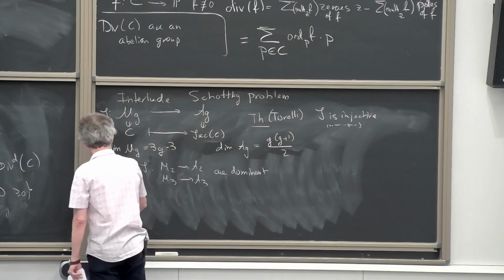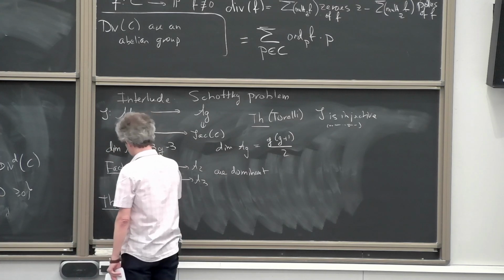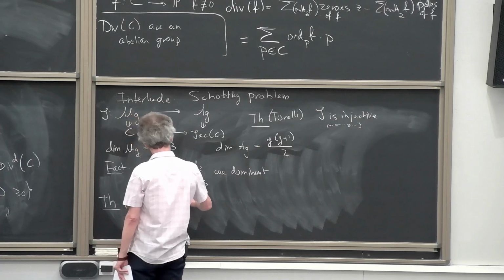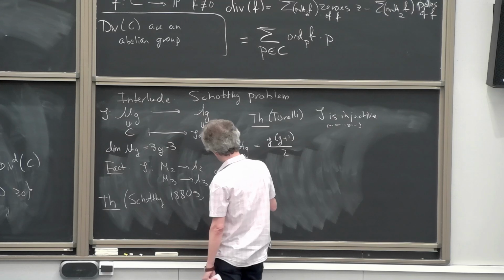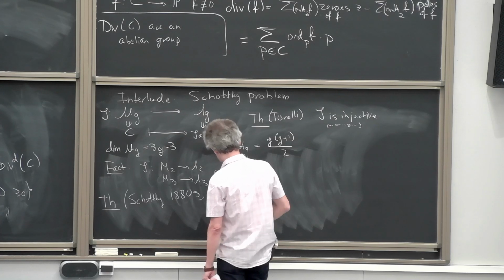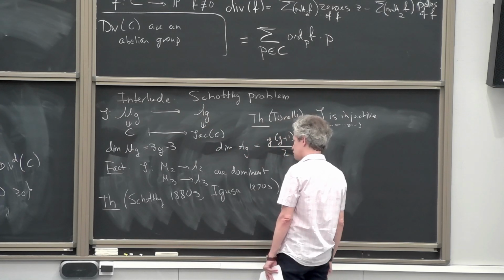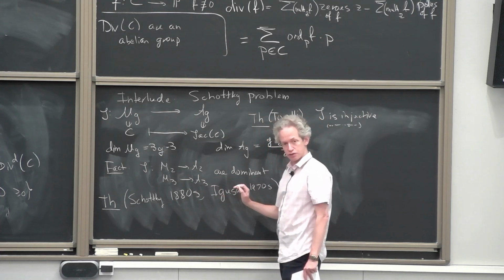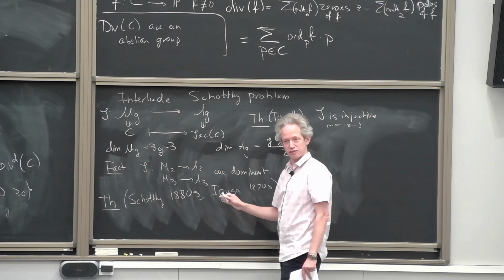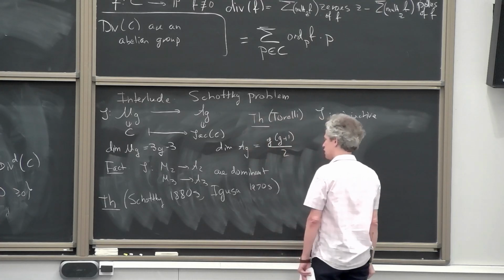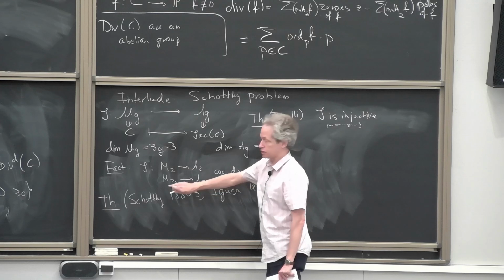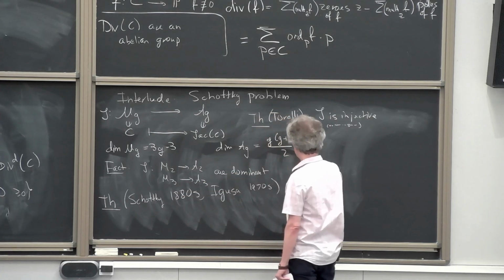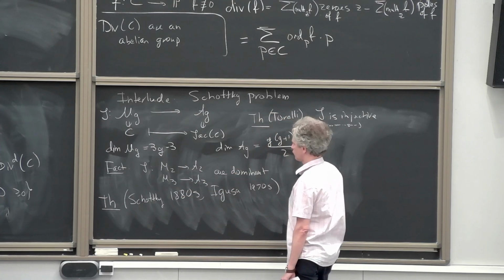So theorem, this is due to Schottky and goes back happily to the 1880s. The proof, of course, was incomplete. So the proof was completed by Igusa in 1970. It says the following. I can write for you the solution of the Schottky problem. I'll write what the statement is, and I'll say this is a solution of the Schottky problem. The question is to know which 4-dimensional abelian varieties are Jacobians of curves.